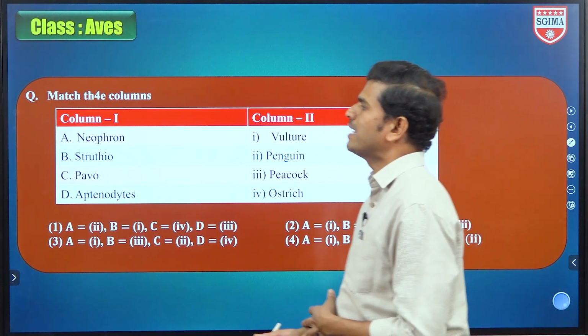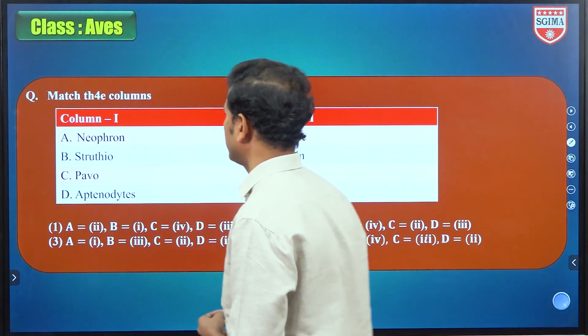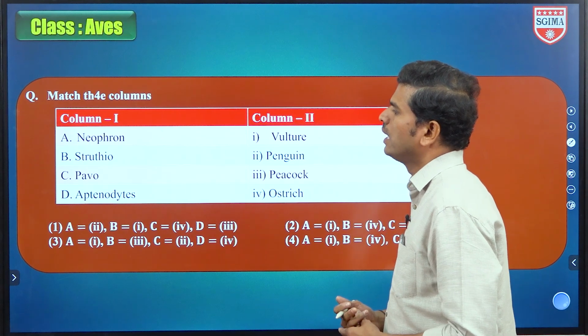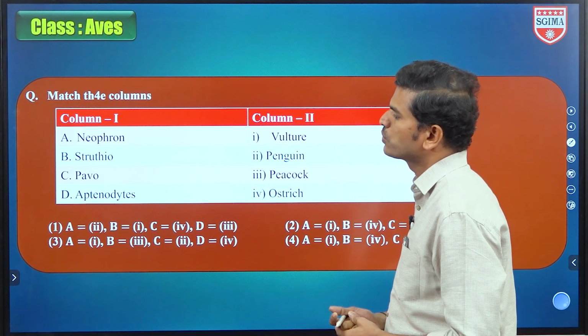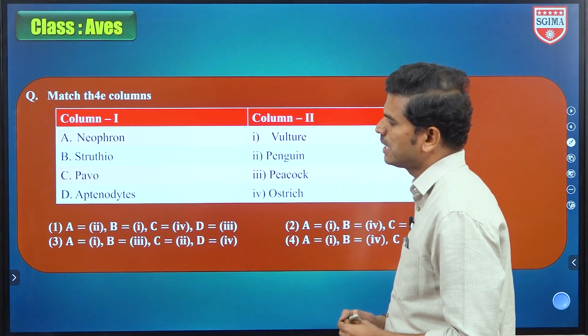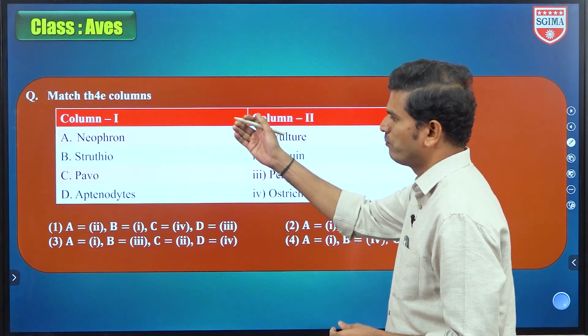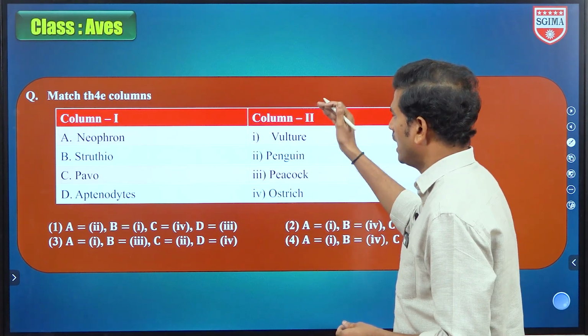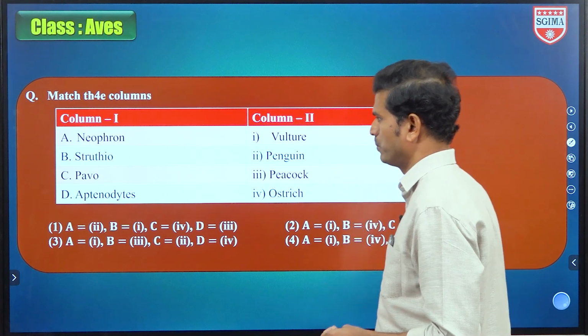This is a match the following type of question. Let us see what they gave in column 1 and column 2. Column 1 has Neophron, Struthio camelus, Pavo cristatus, Aptenodytes. These 4 are given under column 1, and here they gave common names in column 2. So let us see that.